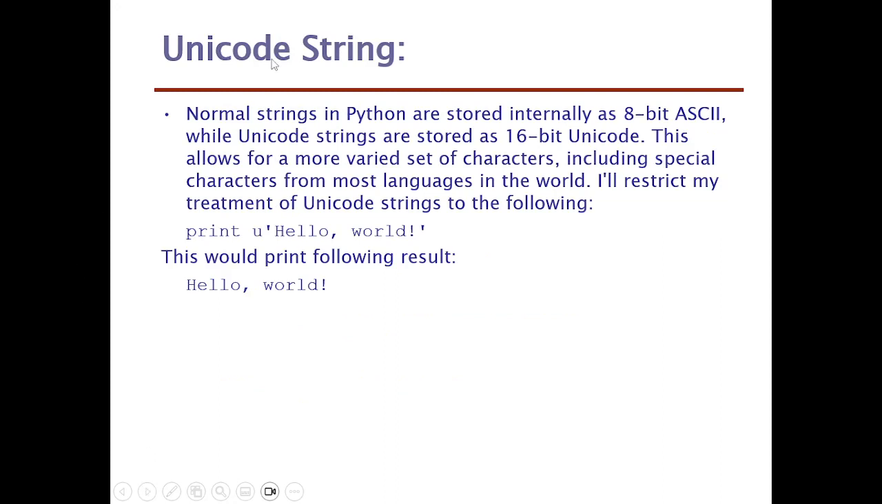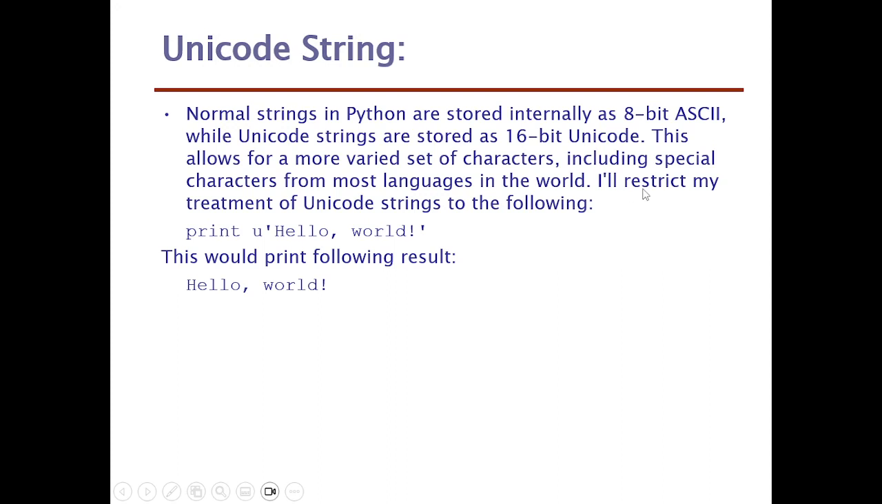Then we go to the Unicode string. So what is a Unicode string? Normal strings in Python are stored internally as 8-bit ASCII, while Unicode strings are stored as 16-bit Unicode. This allows for a more varied set of characters, including special characters from most languages in the world.